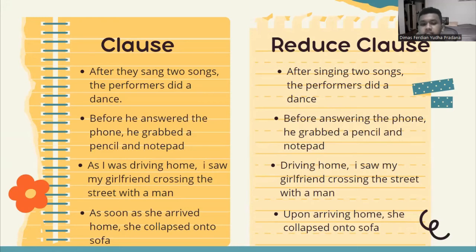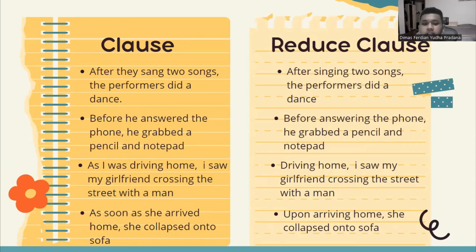The second example is, "Before he answered the phone, he grabbed a pencil and notepad." So the adverb clause from the sentence is "before he answered the phone." We can remove the subject and change the verb into verb-ing. The reduced adverb clause from the sentence is, "Before answering the phone, he grabbed a pencil and notepad."